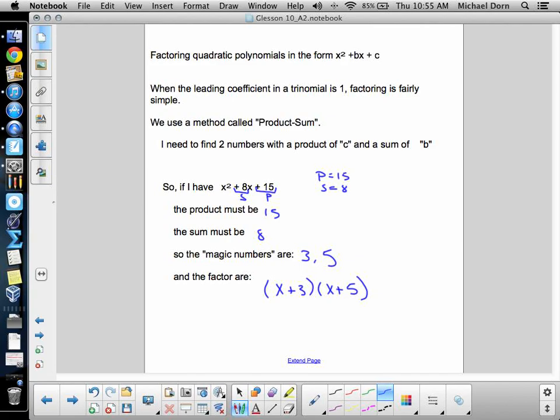Grouping and a whole bit. And we'll talk about that tomorrow. But for now, we're always happy when we start out with an x squared. That's our first term.